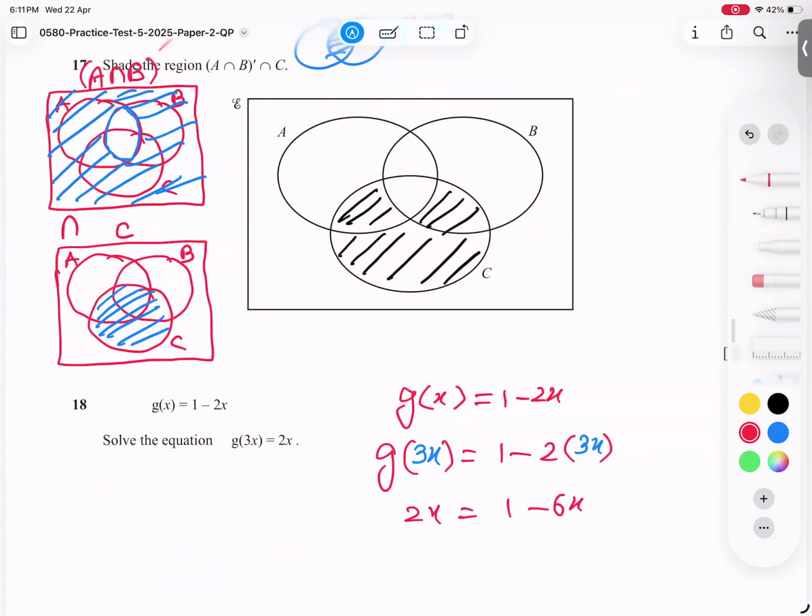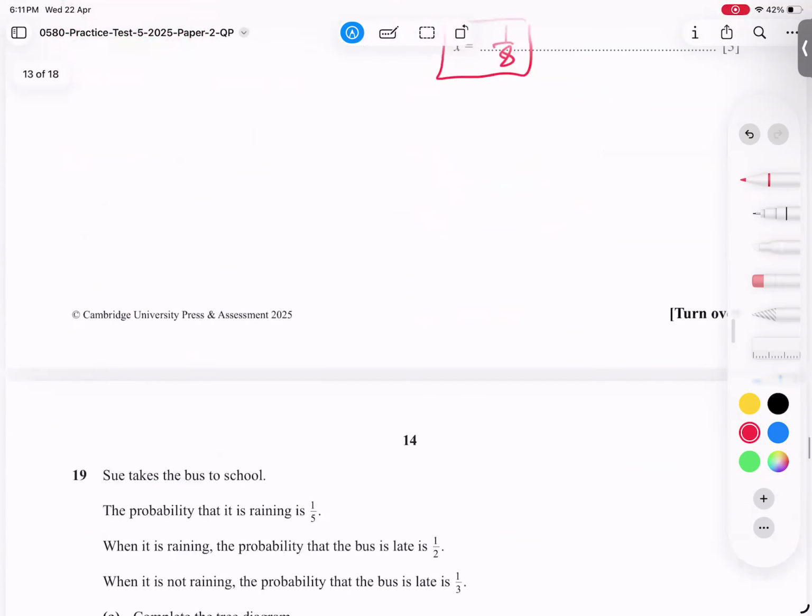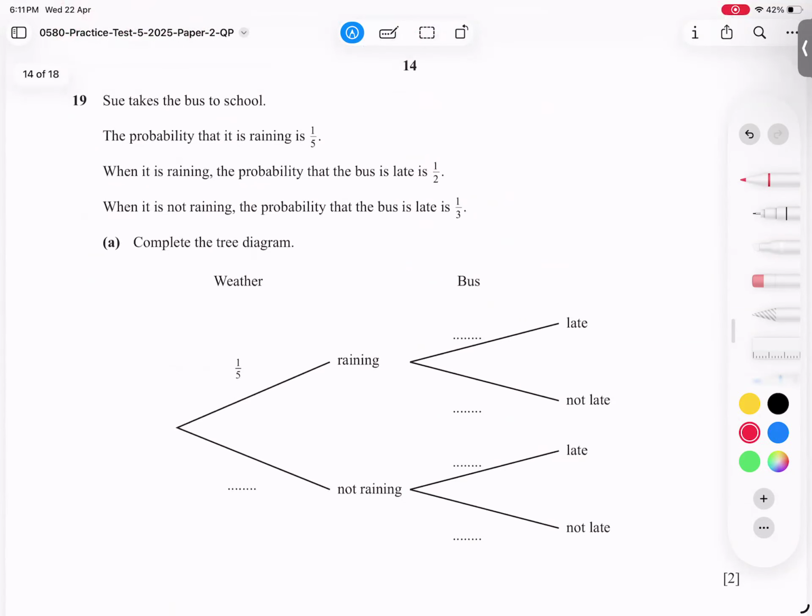So students, let's talk about next question. That is the number 19, probability question. So Sue takes the bus to school. The probability raining is 1 by 5. Sorry, and not raining is naturally 4 over 5. So we have to write here 4 upon 5. Very interesting line is here onwards.